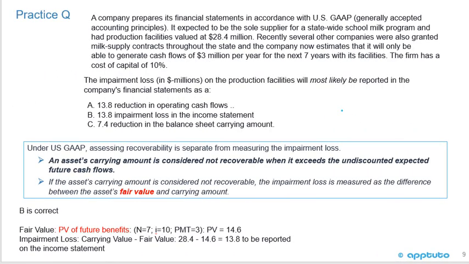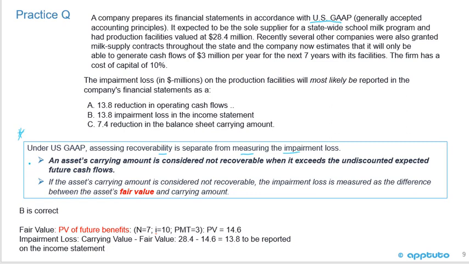Okay, this is a little bit of a tricky question. I would say maybe almost unfair in its wording, but that's why it's a good one to practice, okay? So first of all, we're looking at US GAAP, and we're checking to see whether the asset is impaired. So I've copied and pasted from the previous slide the rule for US GAAP. Assessing recoverability is separate from measuring the impairment loss, okay?